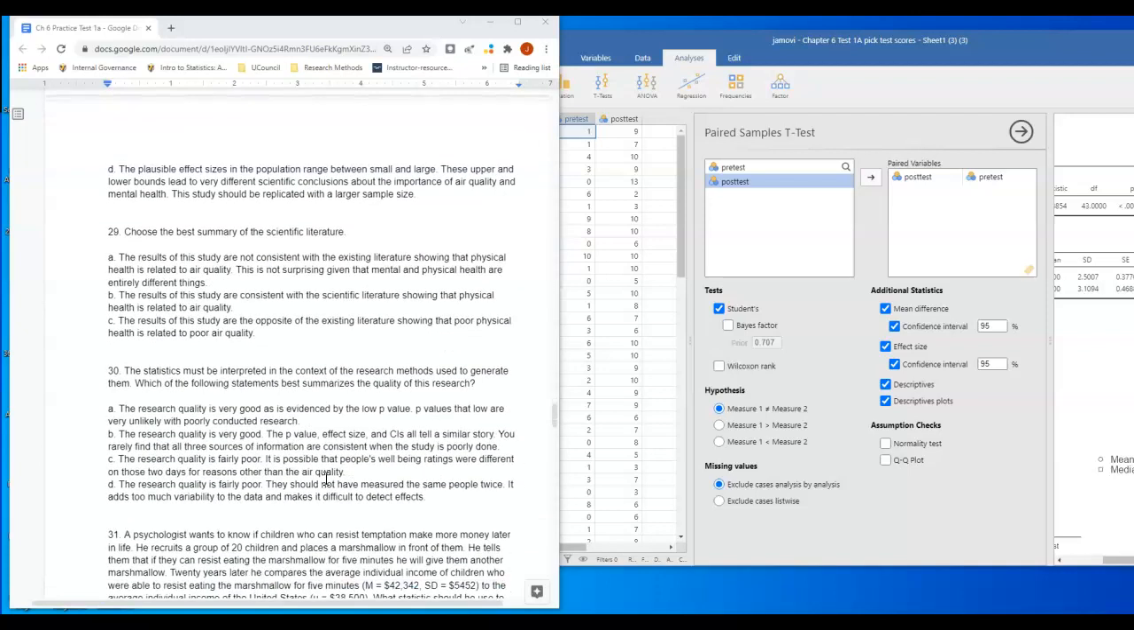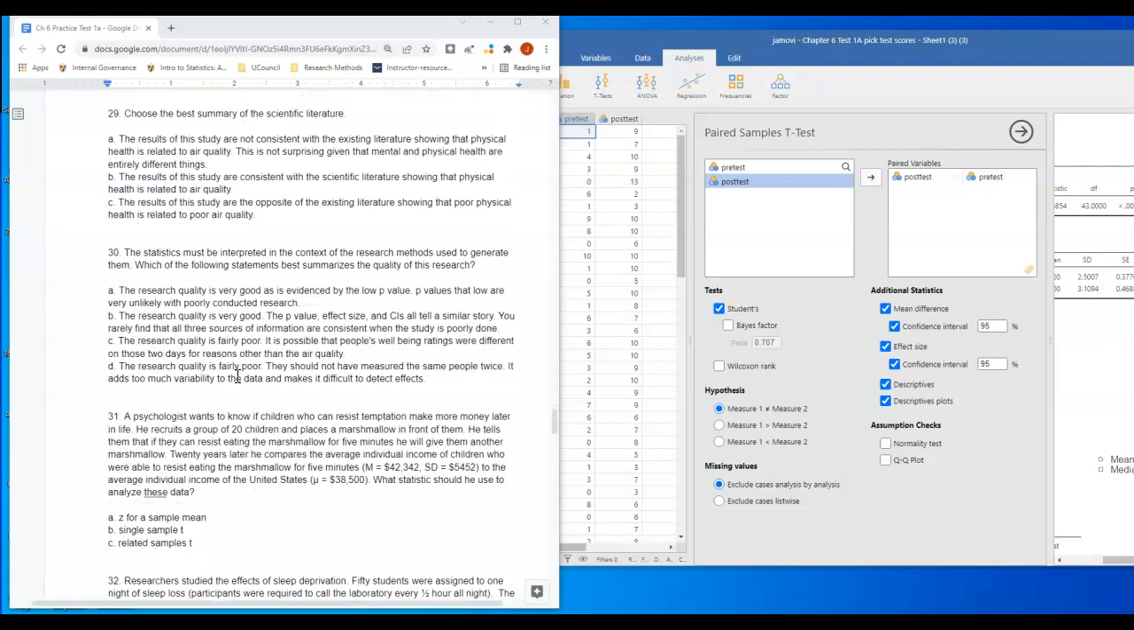All right, 29. Choose the best summary of the scientific literature. These results do appear to be consistent with the research that physical health is related to air quality, because we found that the data, our difference, was unlikely to be due to sampling error. Mental health was better on good air quality days than poor air quality days, right? And our effect size was moderate to large.